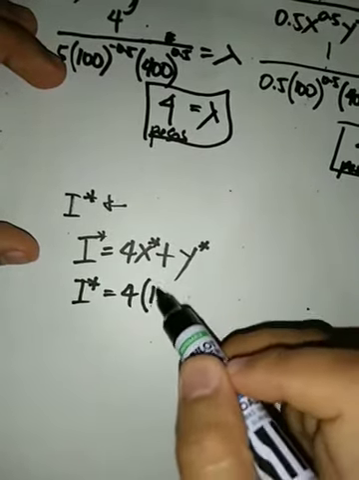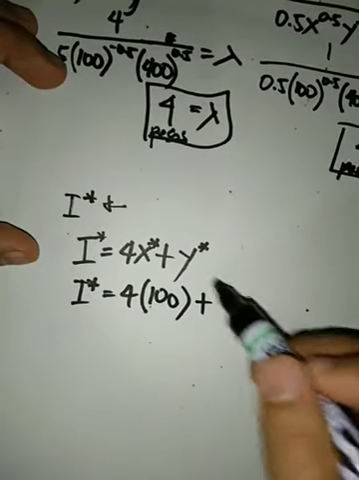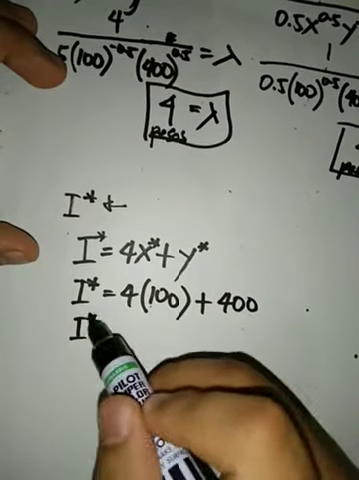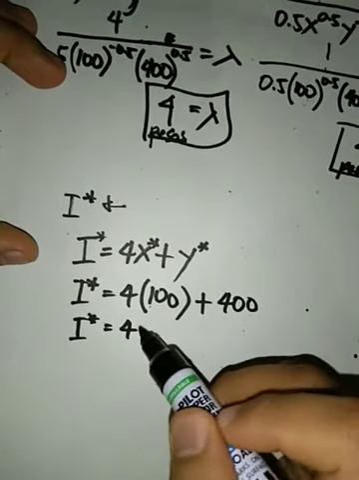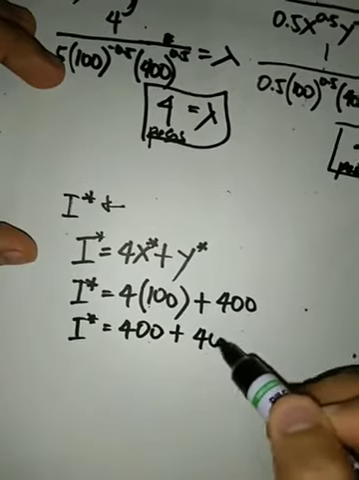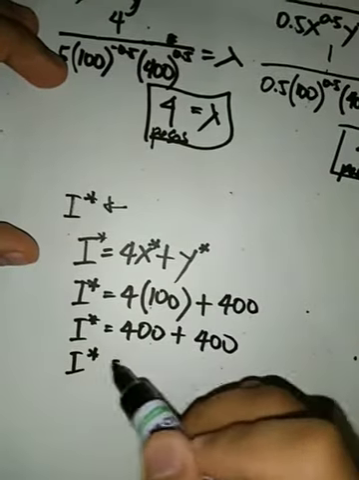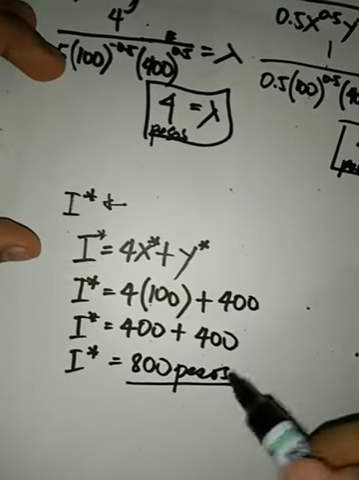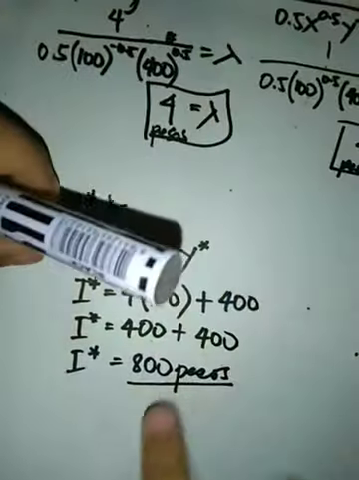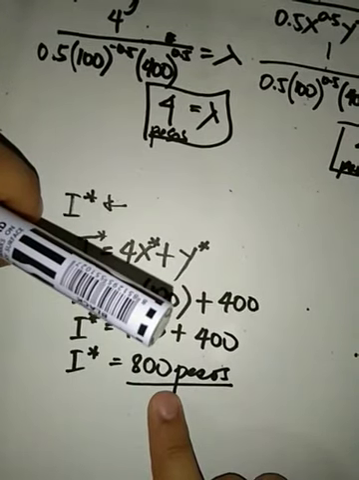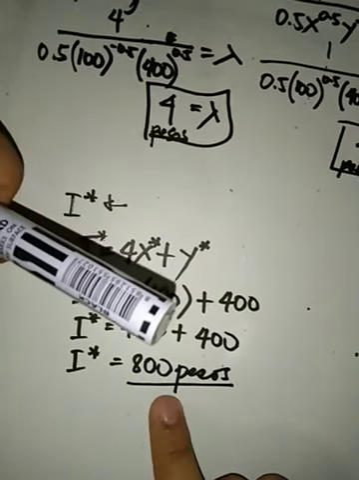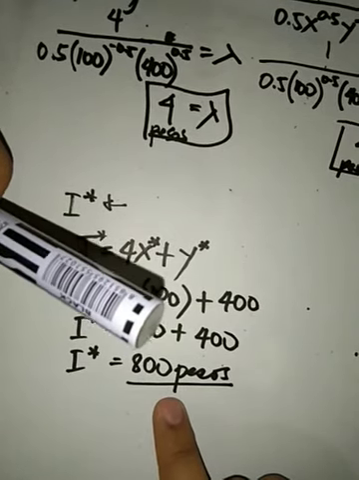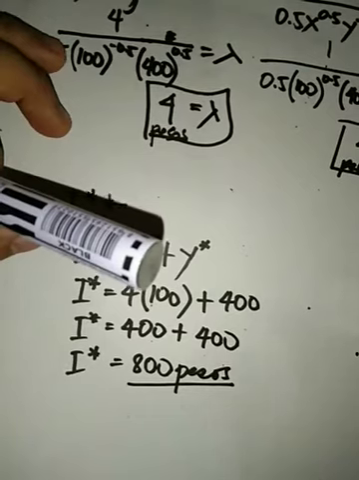Then our x asterisk is 100 plus our y is 400. Then our expenditure now is 800 pesos. What is the meaning of 800 pesos here? It is the amount of expenditure that the consumer should minimize on goods X and Y. That's all for today.